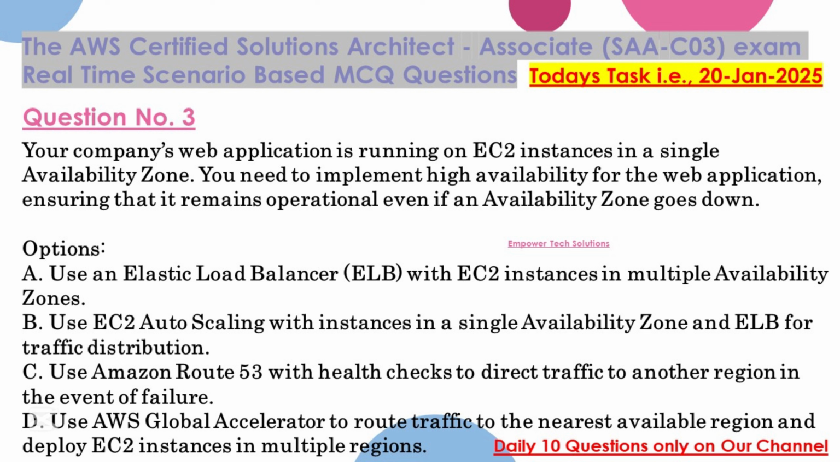B. Use EC2 auto-scaling with instances in a single availability zone and ELB for traffic distribution. C. Use Amazon Route 53 with health checks to direct traffic to another region in the event of failure. D. Use AWS Global Accelerator to route traffic to the nearest available region and deploy EC2 instances in multiple regions.